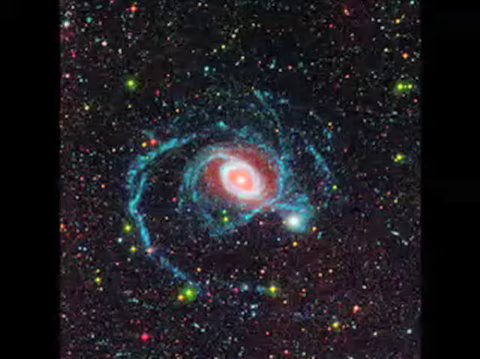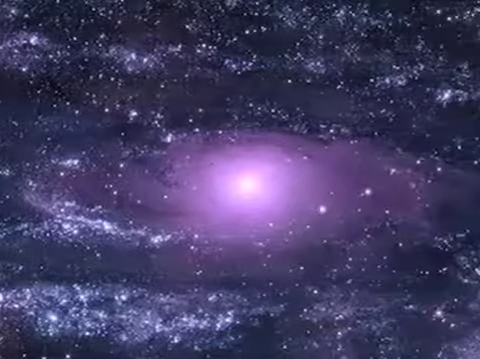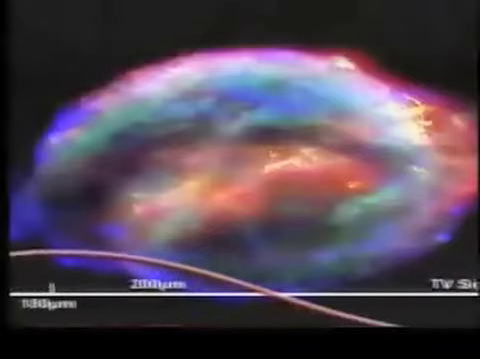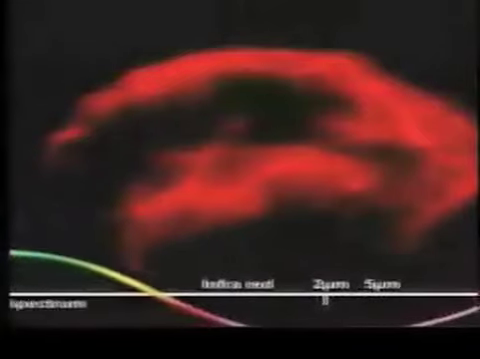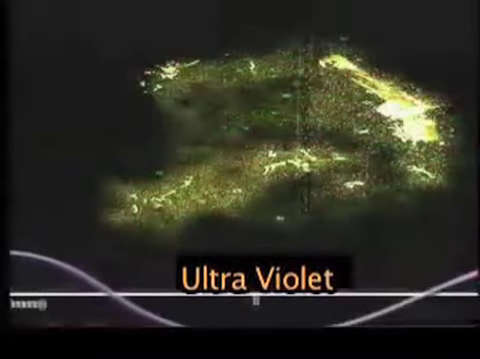In astronomy, we use the electromagnetic spectrum to observe the sky, starting with long wavelength radio waves, infrared, visible light, which we could see, ultraviolet, X-rays, and finally gamma rays. But for this video, we will focus on ultraviolet, also known as UV.